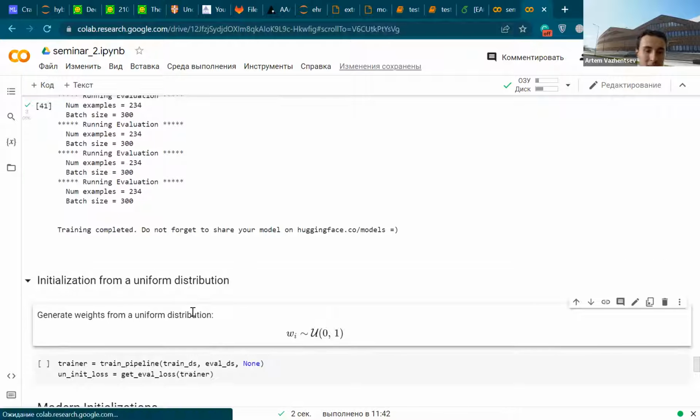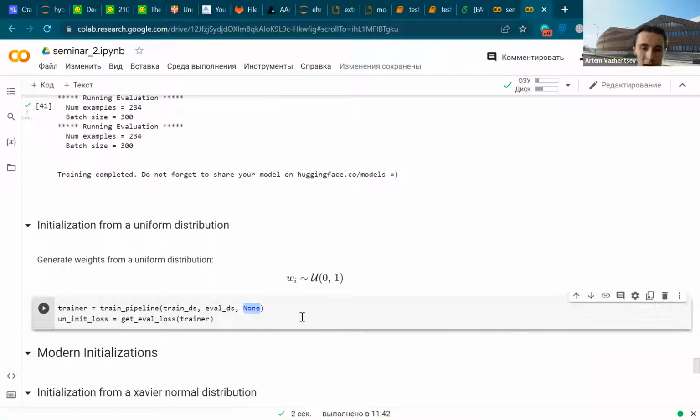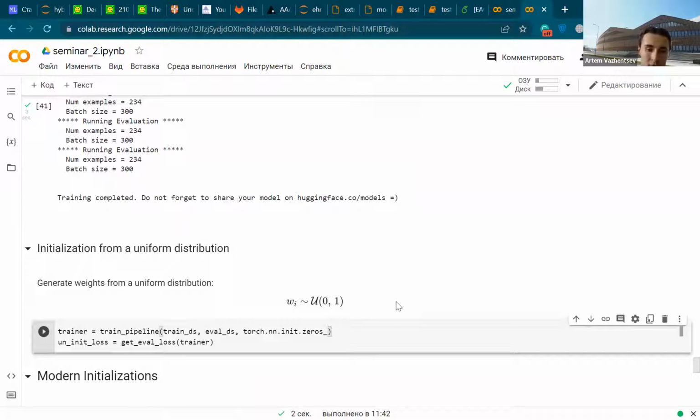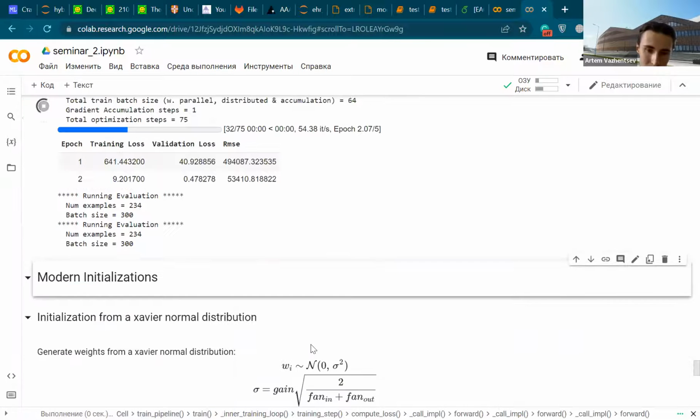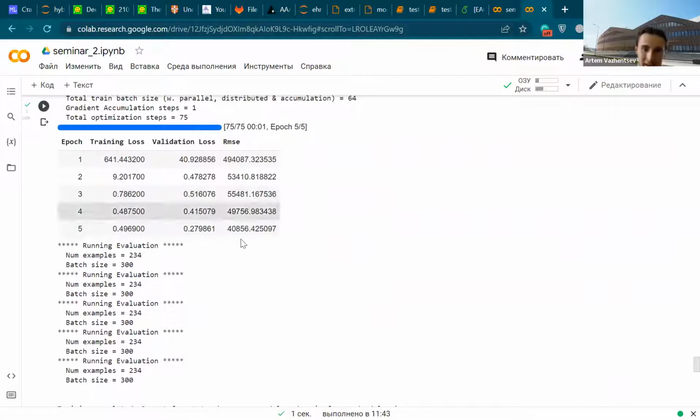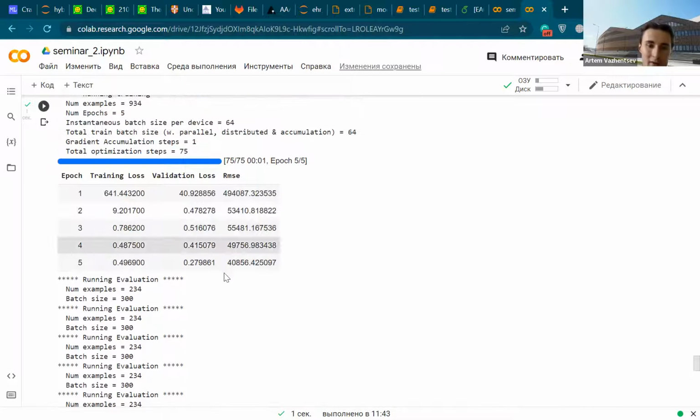And also we can initialize our weights from a uniform distribution from zero to one. It will be slightly better than the normal distribution because here we truncate our values between zero and one, and our gradients will not explode. However, it's also not an optimal choice for initialization. We see that we also start with very big loss values and a big metric. However, it may be optimized to some optimum solution.